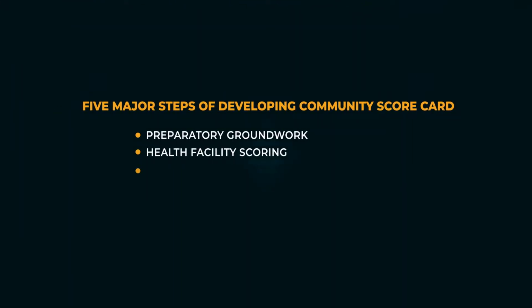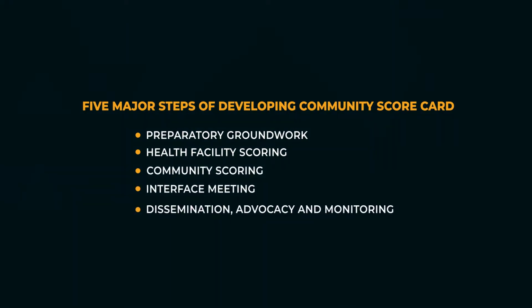The first step is preparatory groundwork. Step number 2 is the health facility scoring. Step number 3 is the community scoring. Step number 4 is what we call the interface meeting. Step number 5 is the dissemination, monitoring, and evaluation. So we'll now explain the steps in detail.